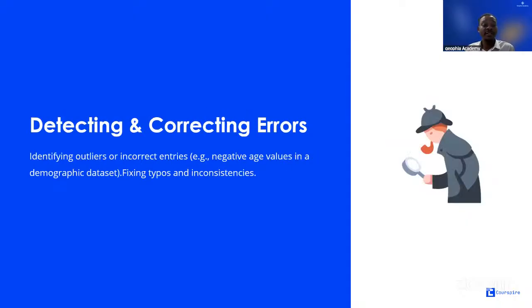Another way of doing this is detecting and correcting errors, identifying outliers or incorrect entries. For example, negative age values in a demographic data set, fixing typos and inconsistencies. So this is how you detect and correct some of the errors in the collected data.